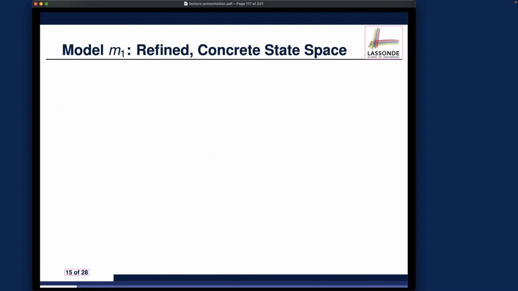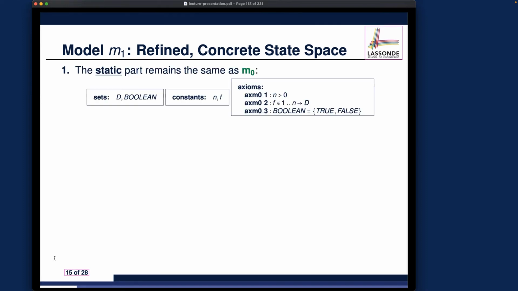We understood about the concreteness being added to refinement number 1. And let's see how we can accordingly mathematically declare the state space and also the invariant conditions. Let's see how we can do that. And we start with the static part. The static part is simply being shared among M0, the abstract model, and M1, the refinement.